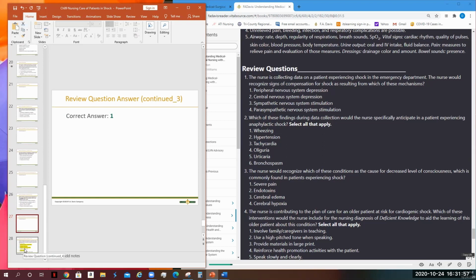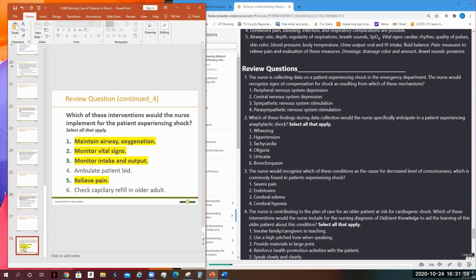Now, in the next one, I've already highlighted the answers. For which of these interventions would the nurse implement for the patient experiencing shock? And we would definitely maintain the airway and oxygenation, definitely monitor vital signs, monitor intake and output, and relieve pain. Ambulating the patient is not going to be a thing, more than likely, and checking the capillary refill on an older adult might be a waste of time because they often have poor circulation.